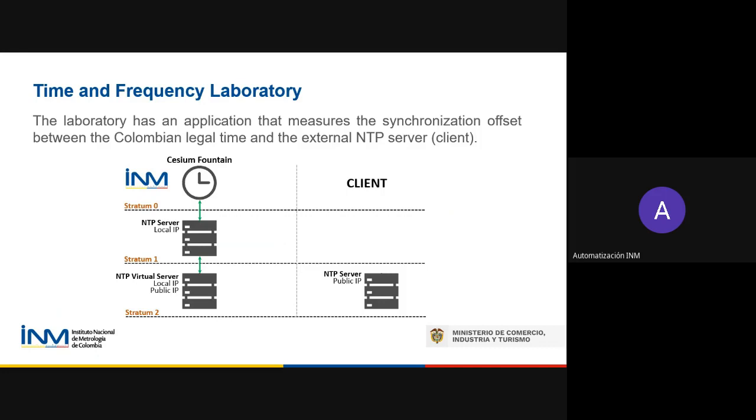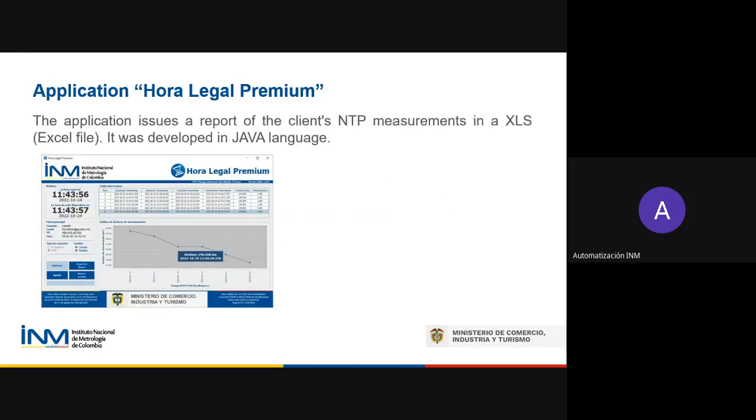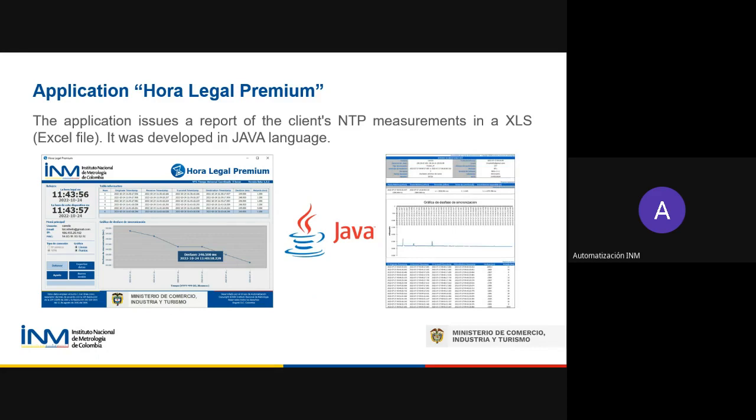Our clients connect the NTP server to the stratum 2 servers of INM to perform the synchronization of the server through the NTP protocol. This application is installed directly on the client server or computer and captures the timestamp from the NTP protocol every 16 seconds and stores the data in a local database. This application was developed in Java language and generates an automatic report in an Excel format every 24 hours, which is sent via email from the application to the time and frequency laboratory.